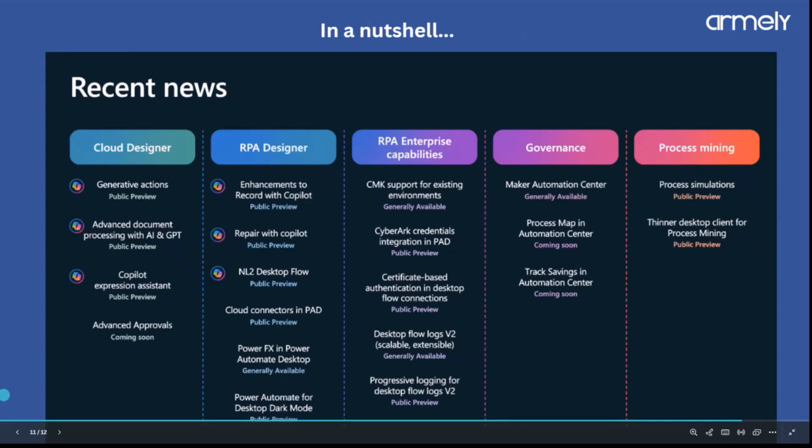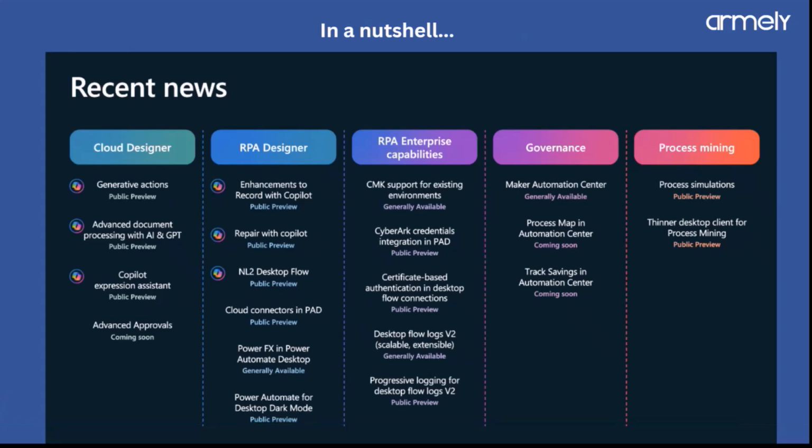And then when you go to RPA enterprise capabilities, we have the CMK support, which is customer managed key encryption. So this is for the security bit. And then CyberArk credentials integration. Again, it's the secure credential management now with CyberArk. And then the certificate-based authentication in desktop flow connections. So yeah, these again, security related, which is strengthened security for RPA authentication.